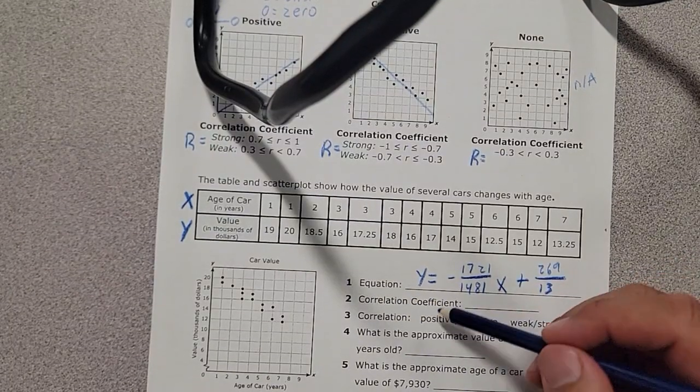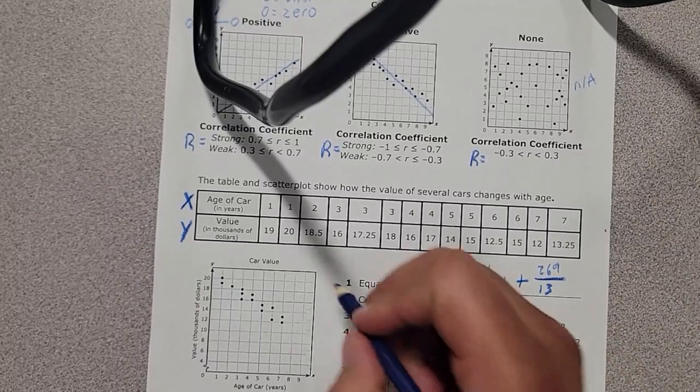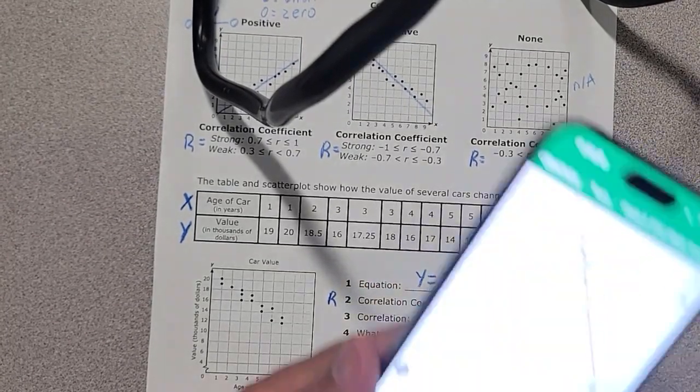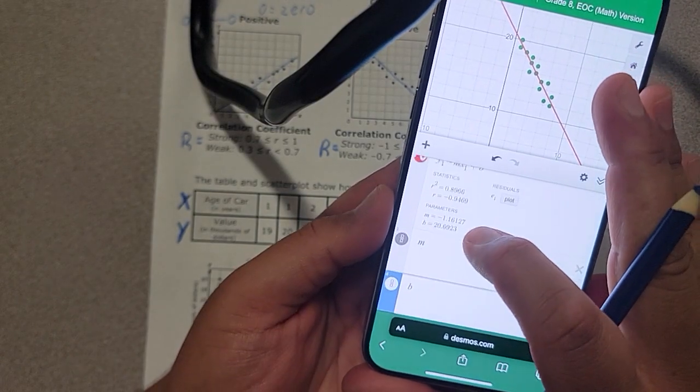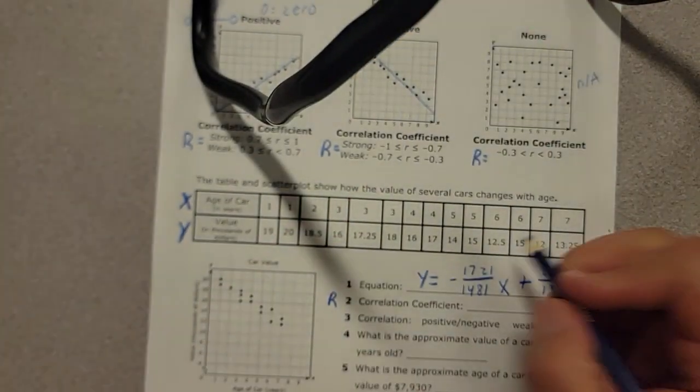So now the correlation coefficient. The correlation coefficient is going to be the R, just so you don't freak out. We'll just put R right here. And we're just going to copy down whatever the R says. Now, don't change this one to a fraction, leave it as a decimal. So like negative 90 cents.